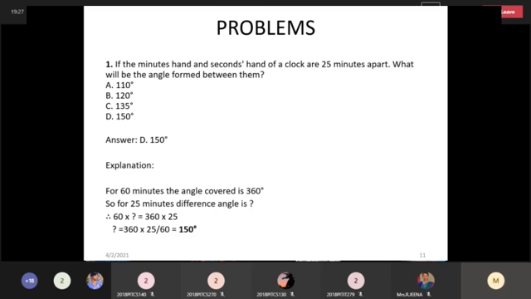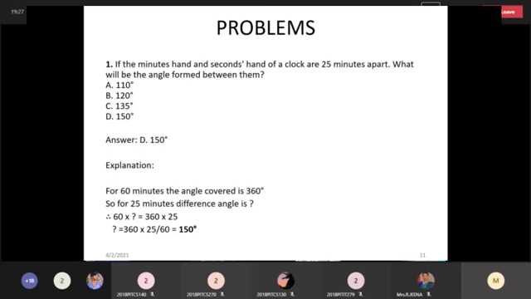For 60 minutes, the angle covered is 360 degree. So for 25 minutes, what would the angle be? We have to find out how many degrees 25 minutes is equal to. That is 360 into 25 divided by 60, which is 150 degree. So option D is the right answer.